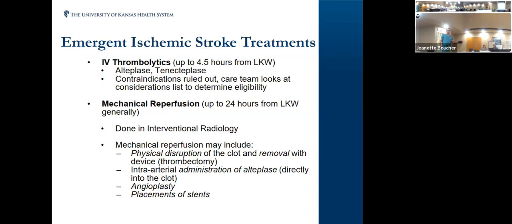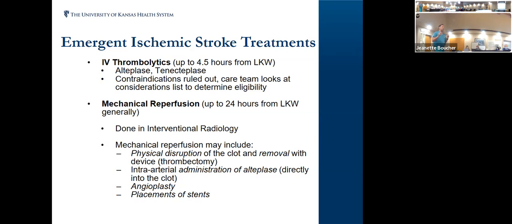So with these strokes, the big thing with this, and you're probably very well aware of it, is time is brain. So when these symptoms occur, or if you wake up with these symptoms, you have to call 911 right away. The problem we get into is a lot of people go, I'll just wait and see how it goes. Maybe it'll go away. And a lot of times it doesn't. And then they're outside of the window for us to do anything.